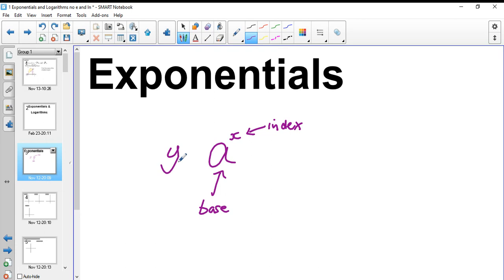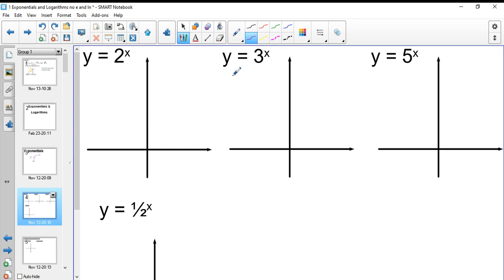So when we are looking at graphs in the form y equals a to the power x, the y coordinate is whatever the base is to the power of whatever the index is. They have very distinct shapes, which you need to try and remember in general so that you can sketch them. So let's have a little look at them.